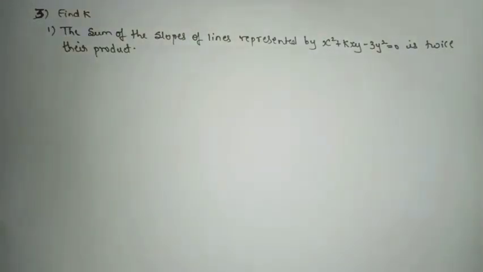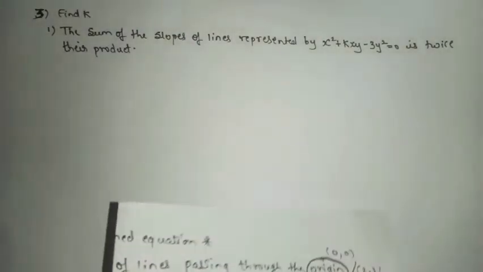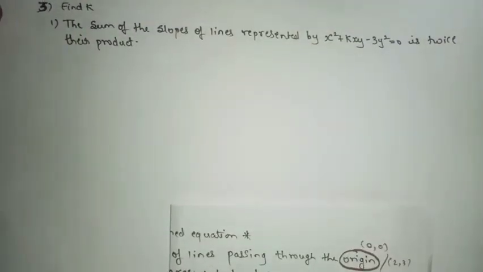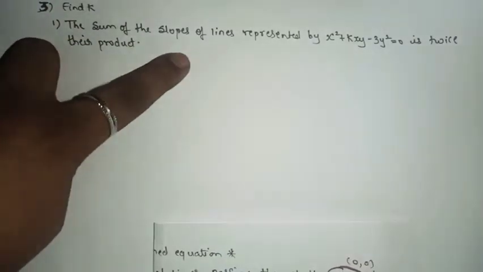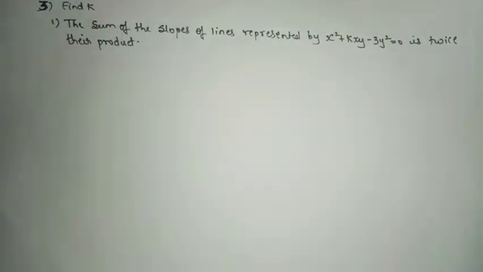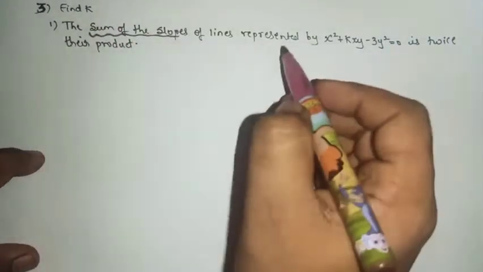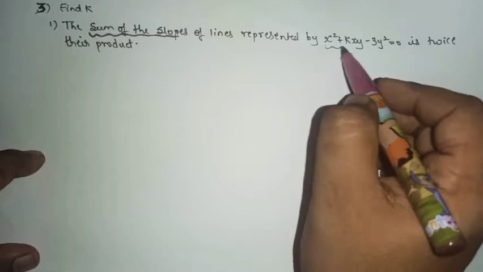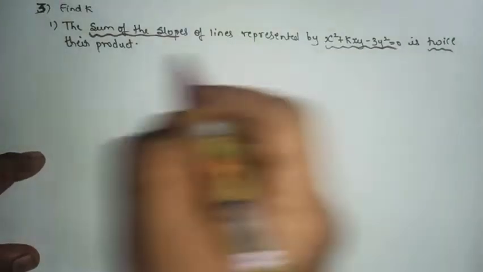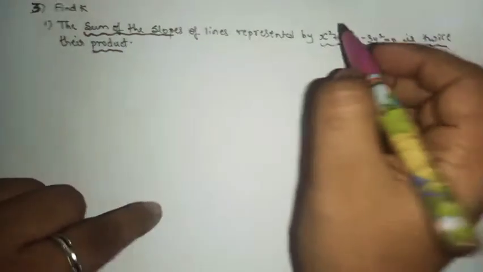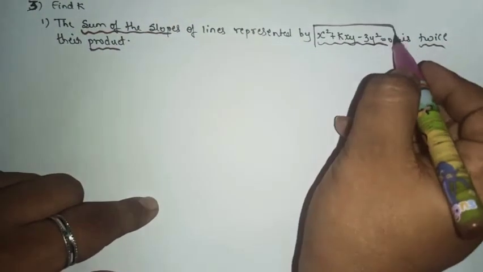So we'll move on to the next, that is sum number 3. So focus on the statement which is given. You have to find the value of k when the sum of the slope of the line represented by this equation is twice the product. So now sir, in this sum which method will come? As the sum again it is from the type number 2, can you see that we have the quadratic equation? Yes or no?